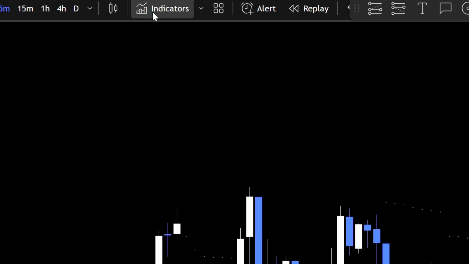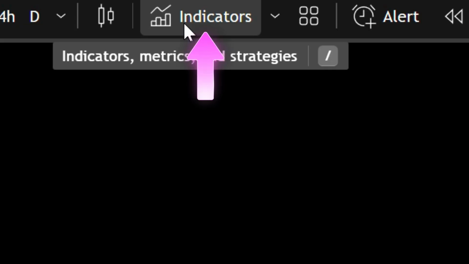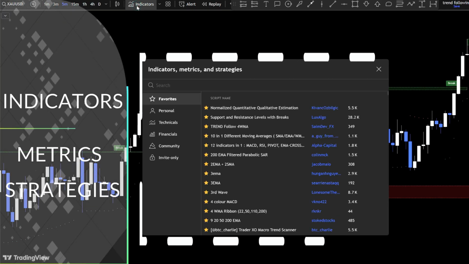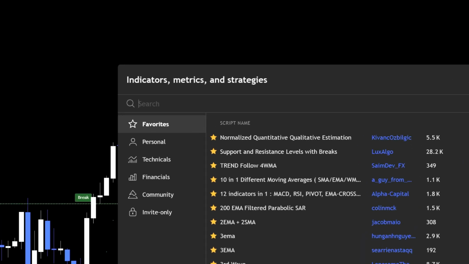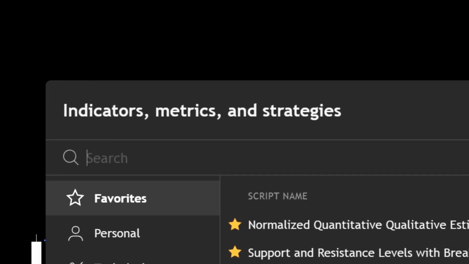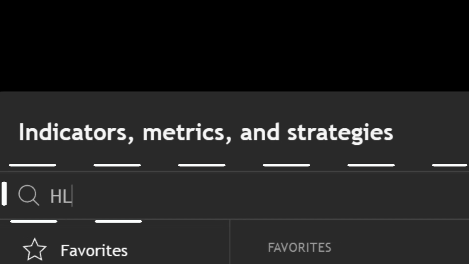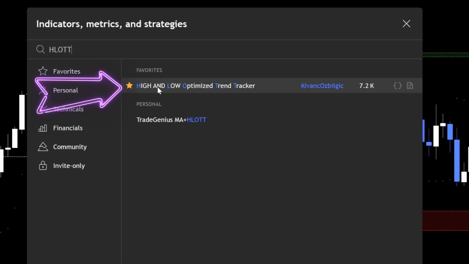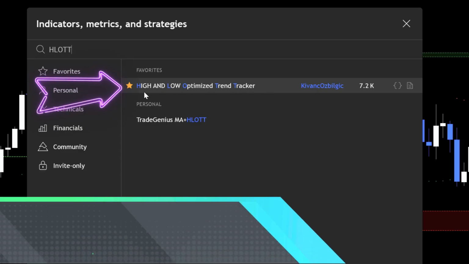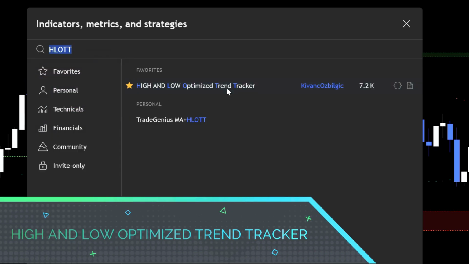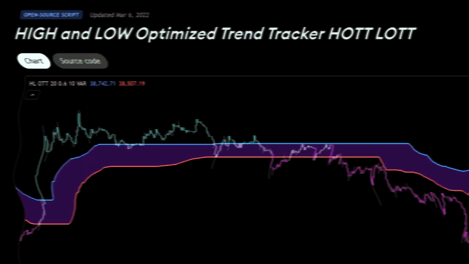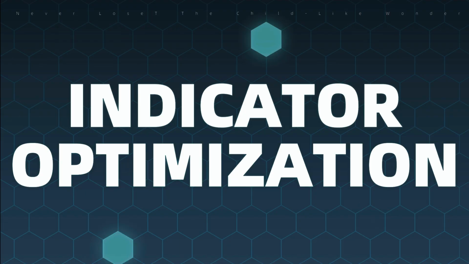To get it on your chart, just like before, head back up to the indicator section in TradingView and click on it. This time, in the search bar, type in HLOTT and hit enter. You should see High and Low Optimized Trend Tracker pop up in the results. Go ahead and click on that to add it to your chart. Now we've got it on there. We're going to make a few quick tweaks to the settings to really fine tune it for our strategy.